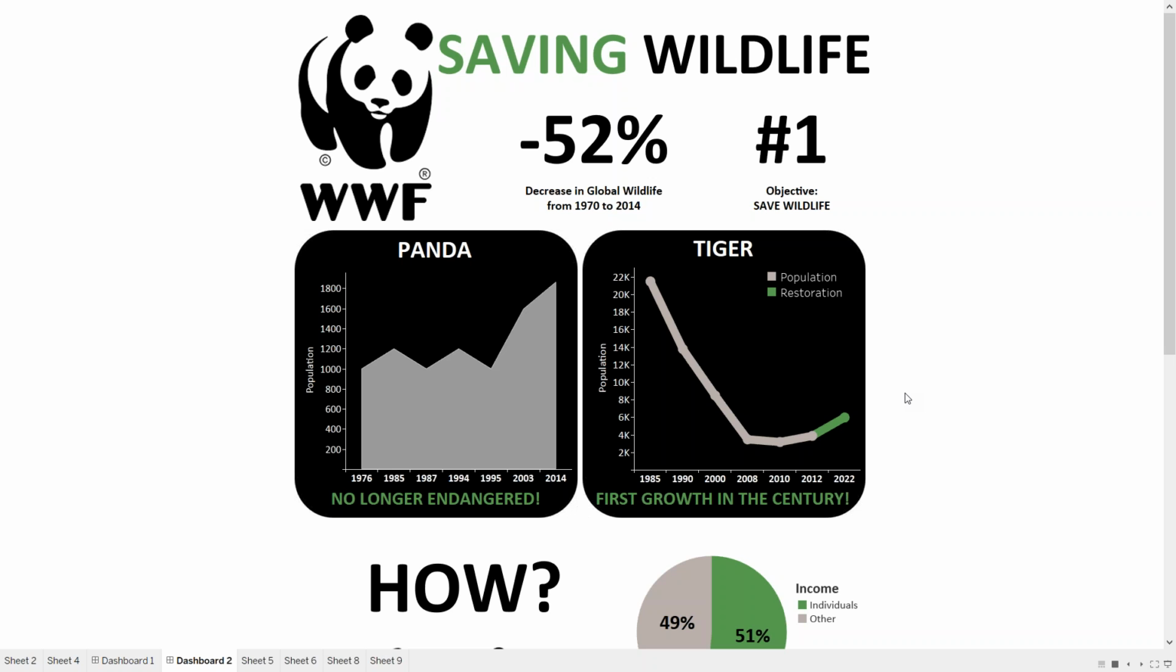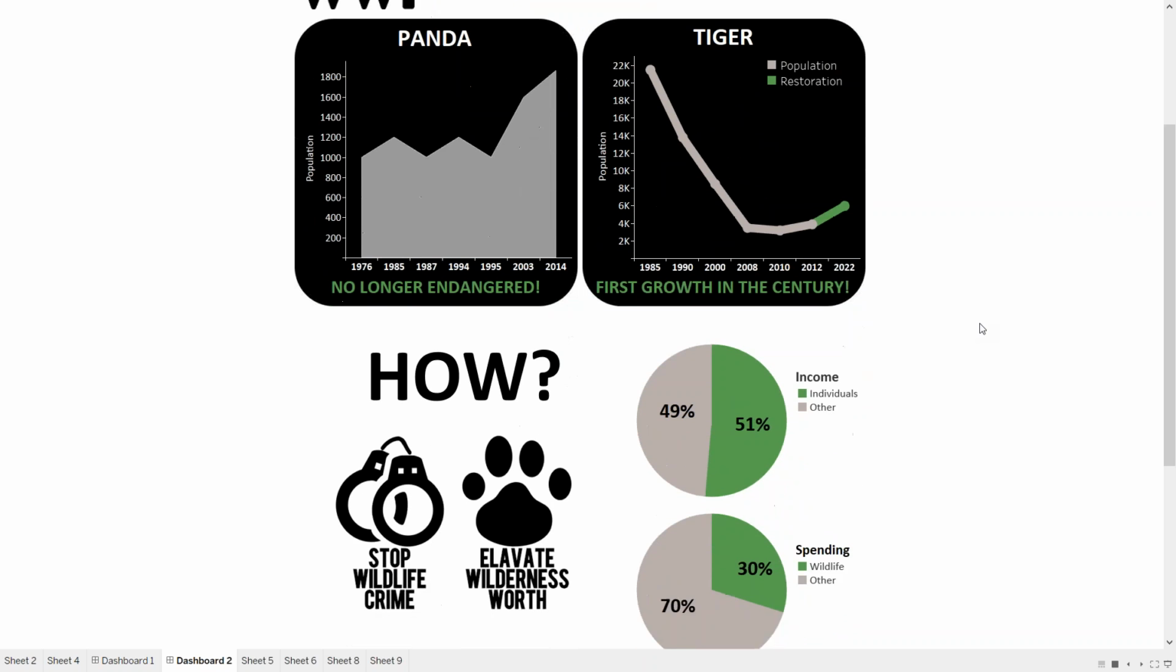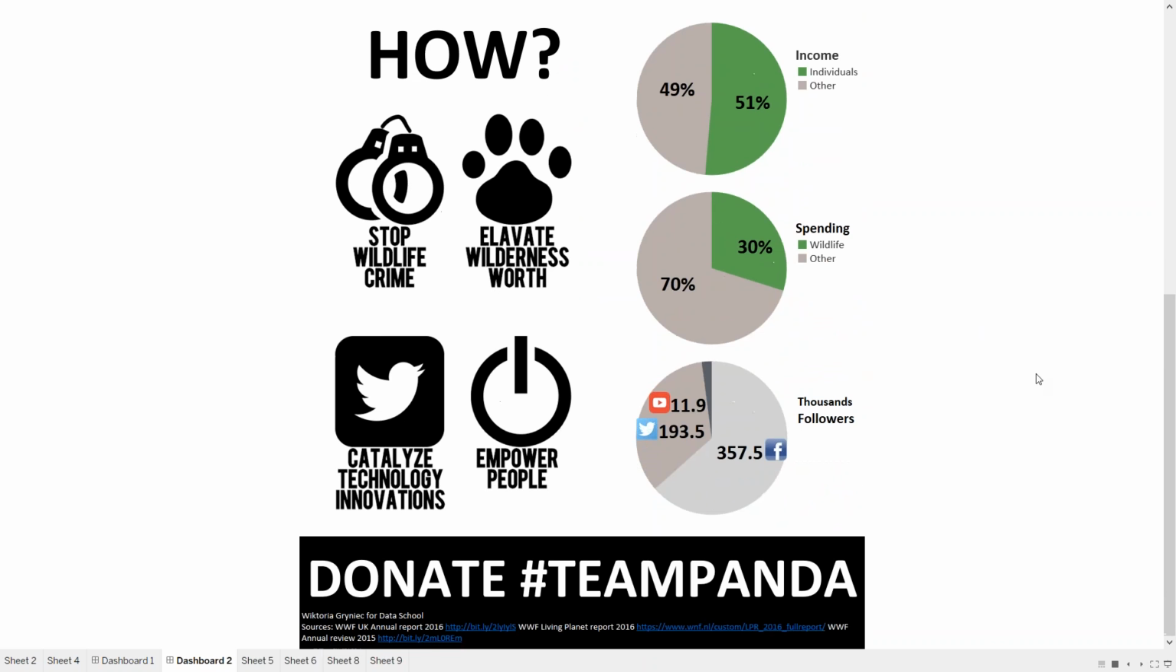And with the green, I've indicated that currently there are 4,000 tigers, but they claim that if the donations keep coming from people, they will increase it to 6,000 by 2022. And then we move on to a section which says how they are going to do it. So I took their four ways on how they want to do it and built tiny icons for that. And I also showed some data saying that, for example, 51% of their income comes from individuals. So it shows the reader how important the donation from an individual person is.